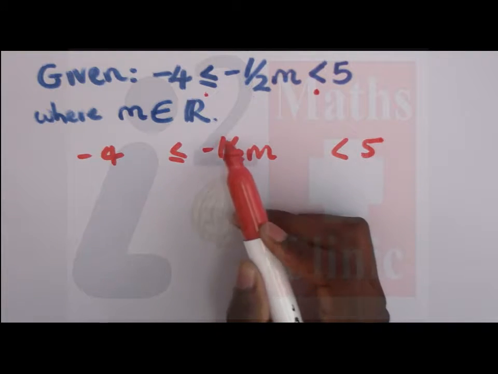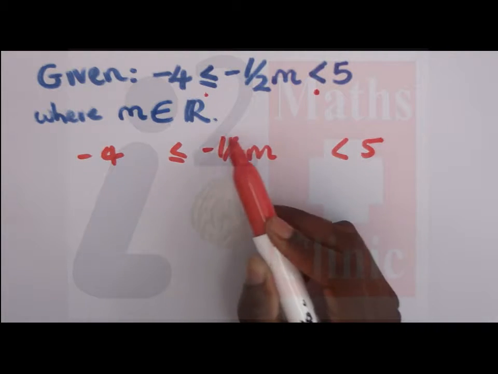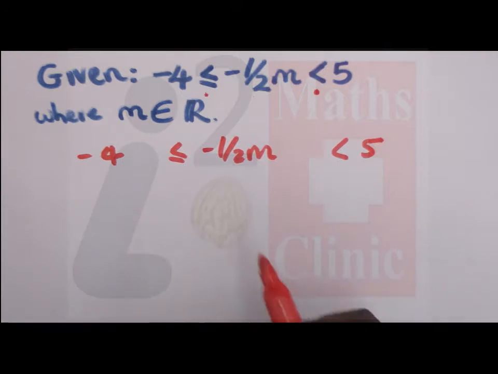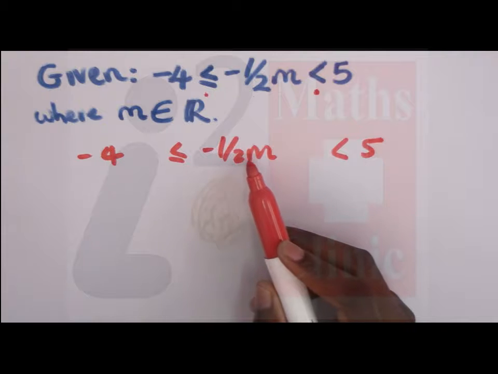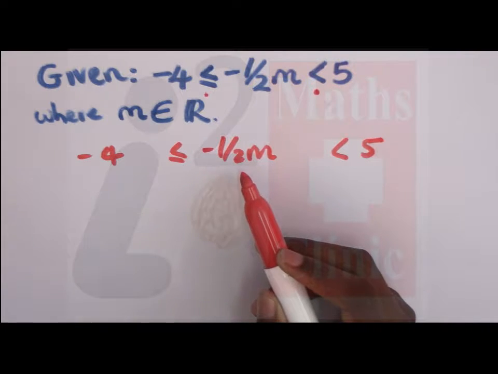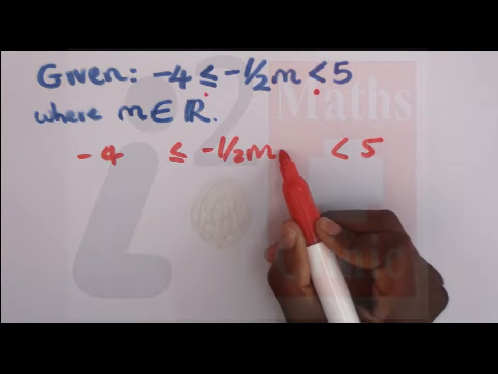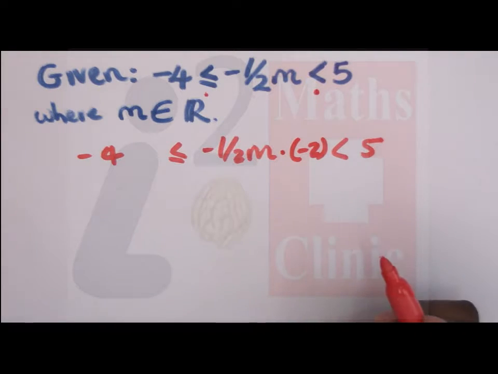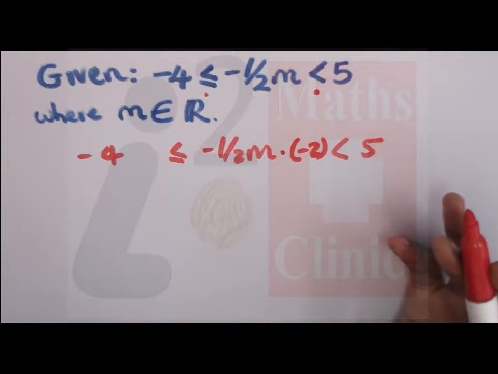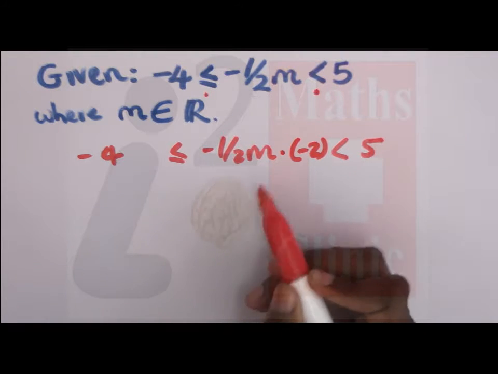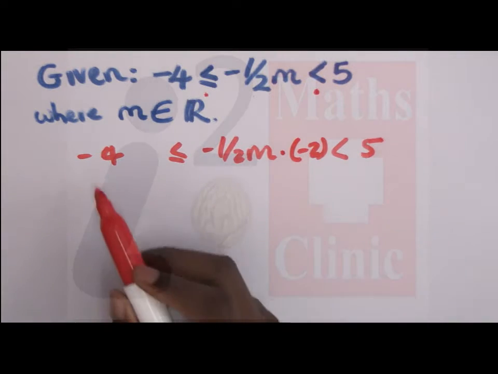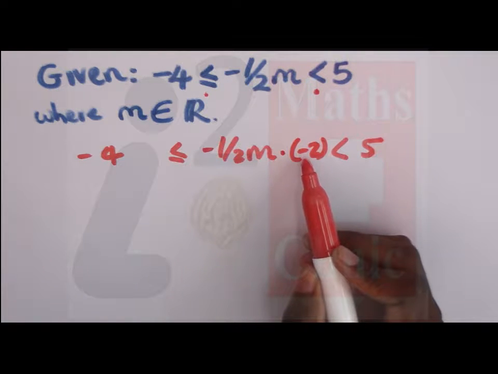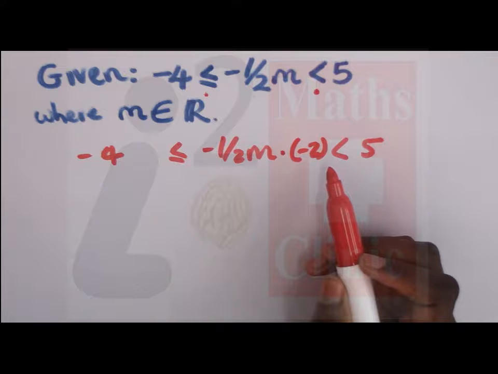We don't want a coefficient on m, we want m to stand alone. So how do we remove the negative half on m? We multiply by a negative 2. If it's multiplied by a negative 2, or simply divided by negative half, the easy way is to multiply by negative 2. Why multiply by negative 2?